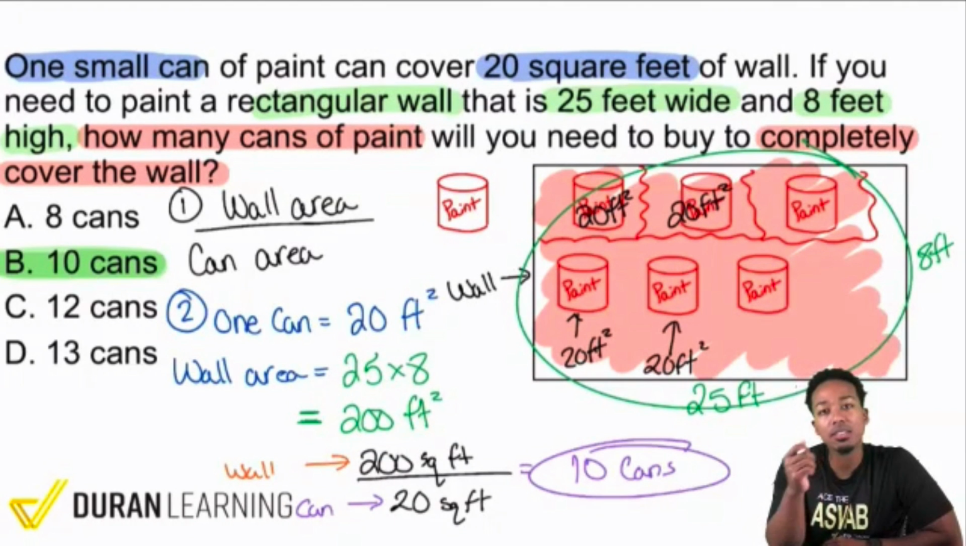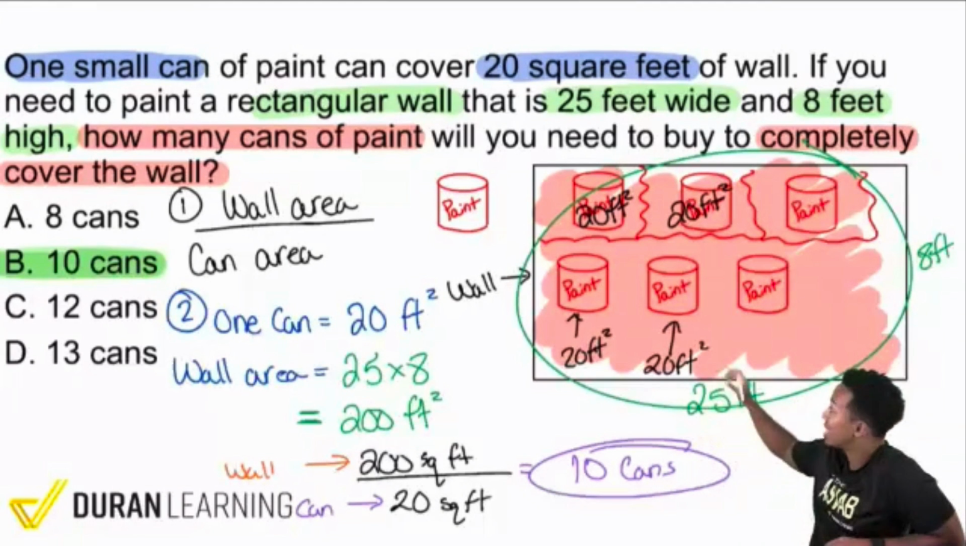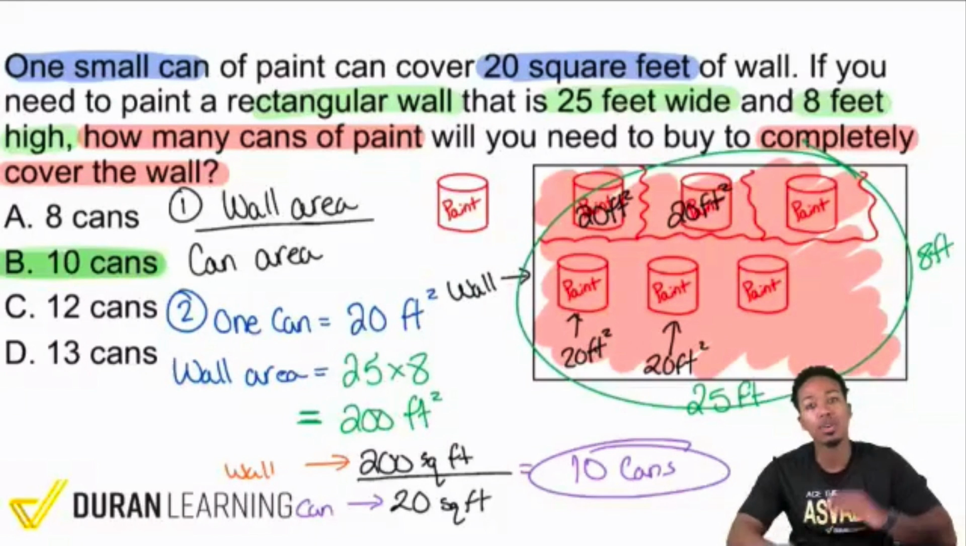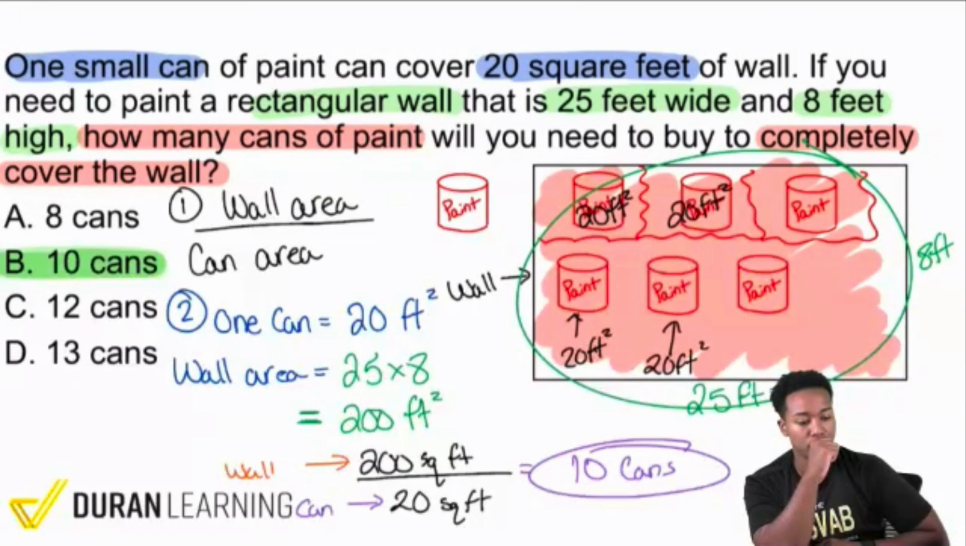And it'll make even more sense when you check your work, because if you think about it, if we have 10 cans for option B, each of those cans covers 20 square feet. Everybody, 10 times 20 is what?